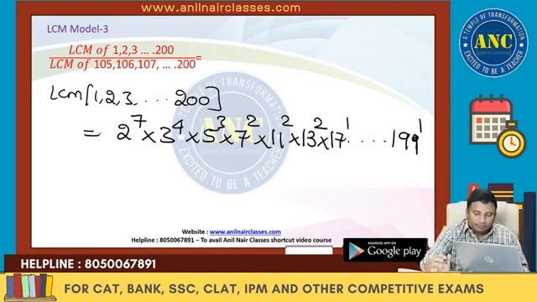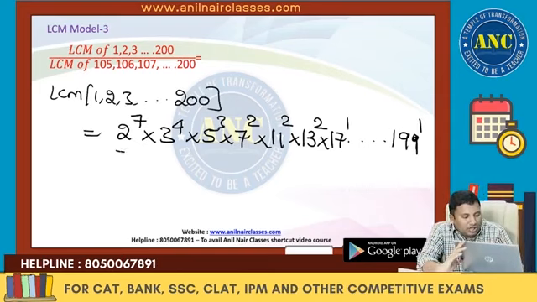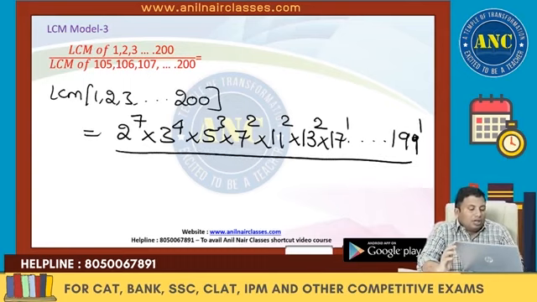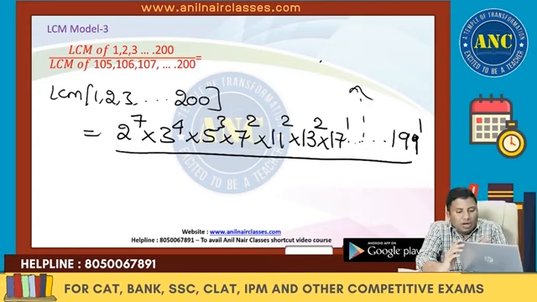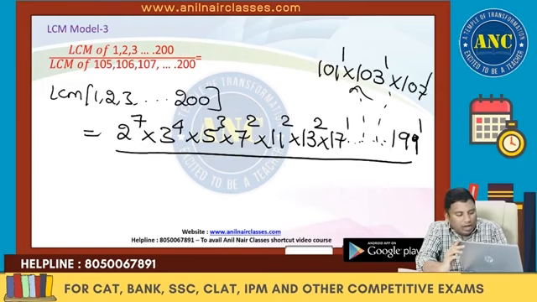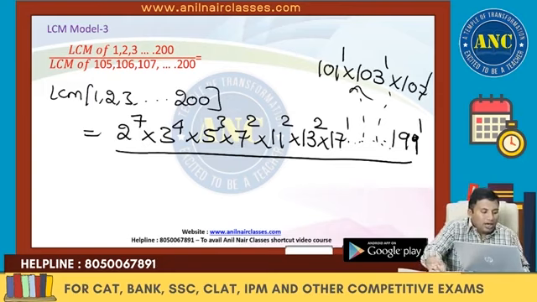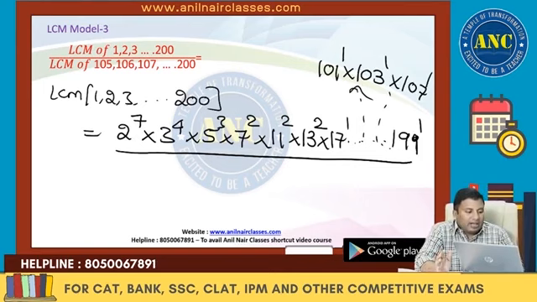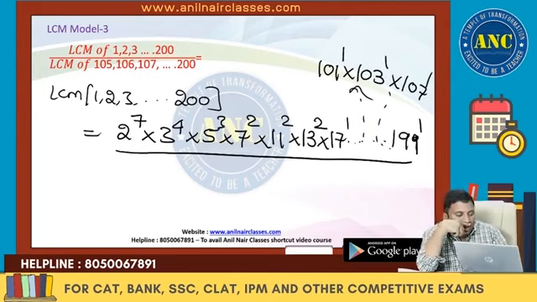All are prime numbers. In between here 101 power 1 will come, 103 power 1 will come, 107 power 1 will come, and so on. I hope it is clear, right? Any LCM can be written as the product of the highest powers of the prime numbers: 2 power 7, 128, 3 power 4, 81, 5 cube, 125, and so on up to 101 power 1 till 199 power 1.